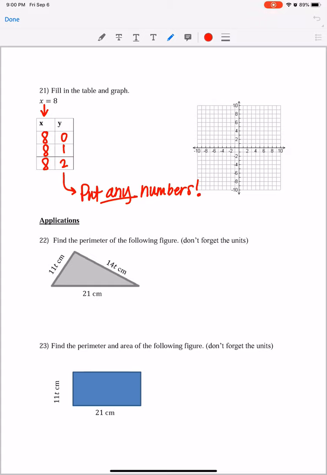So plot. You got 8, 0. You've got 8, 1. I need to make these dots a little bit smaller. And then you've got 8, 2. Here's your vertical line. And again, arrows.